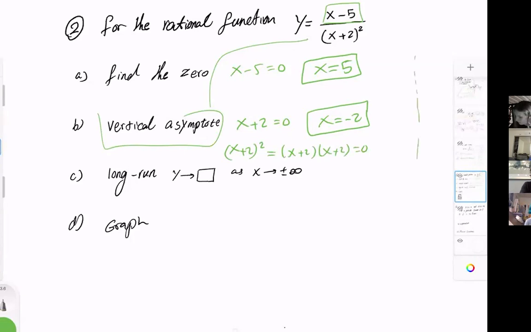Part C, we have a long run. y approaches what number as x approaches plus or minus infinity? That means what is the horizontal asymptote? David, what's the horizontal asymptote?